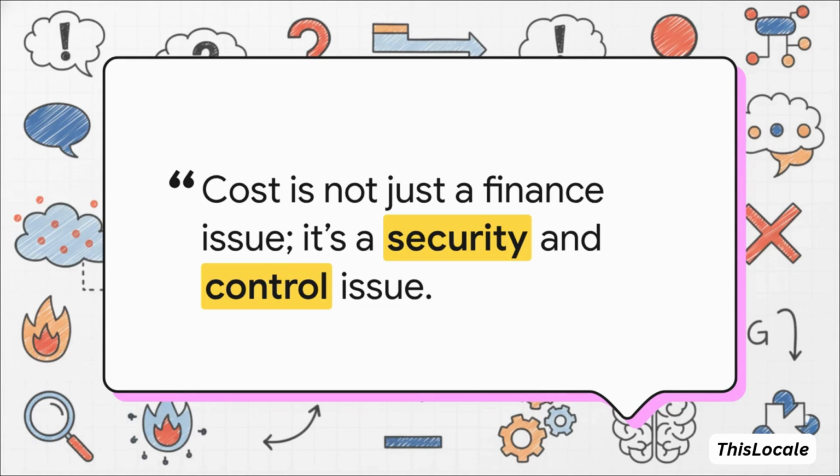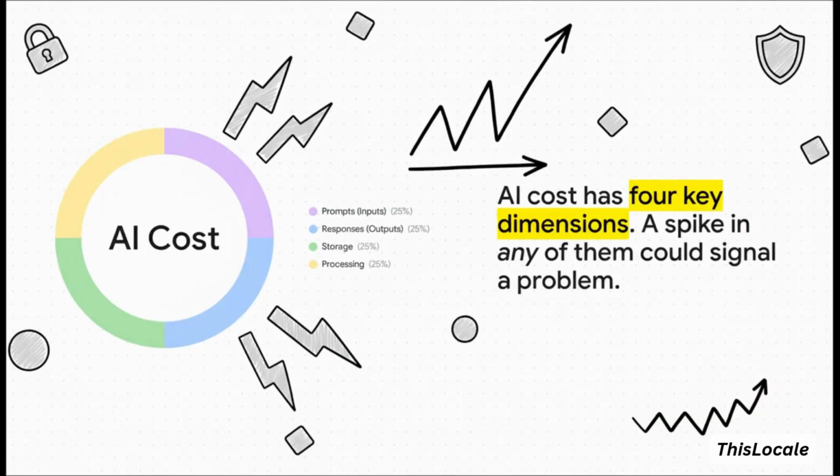Whether it's a compromised API key, a malicious user running super expensive queries, or some rogue shadow AI project that's bypassing all your rules, all of those things show up on the bill. So to do this right, you've got to monitor the 4 key dimensions of AI cost. First, there are the tokens in the prompts you send, and then the tokens in the responses you get back. Then you've got the cost of storing all that data in your models. And finally, there's the raw compute cost for all the processing. A spike in any one of these areas is a signal that you need to go investigate.